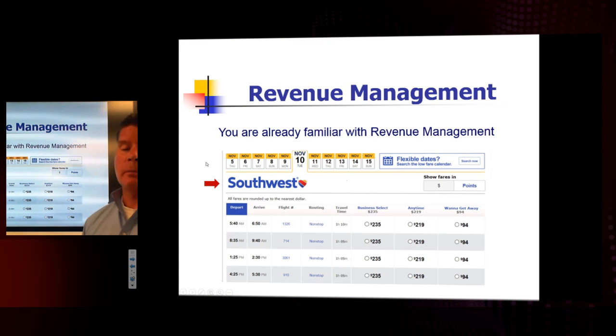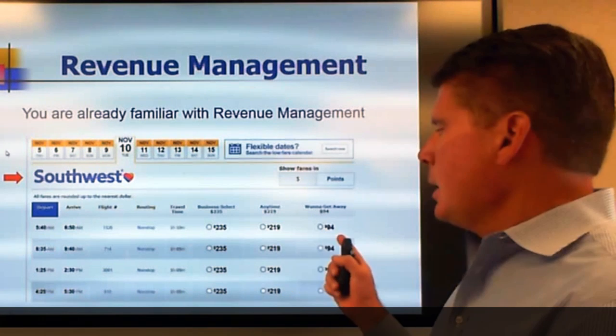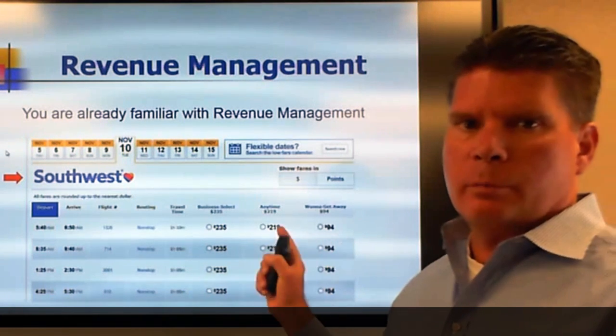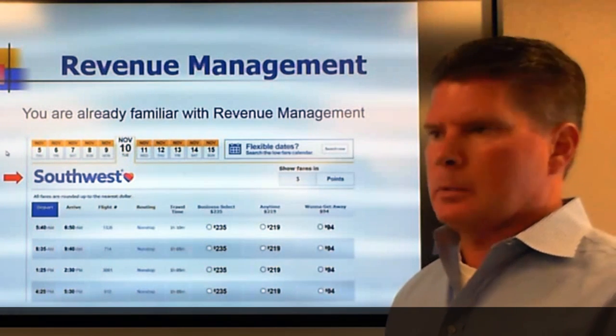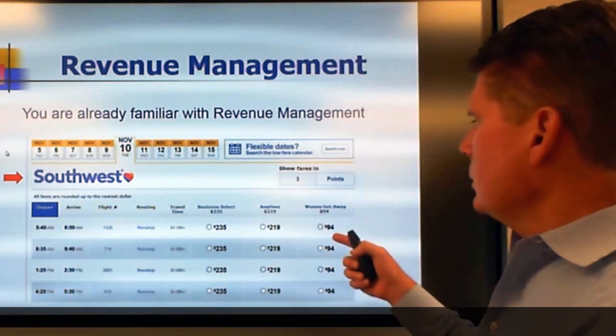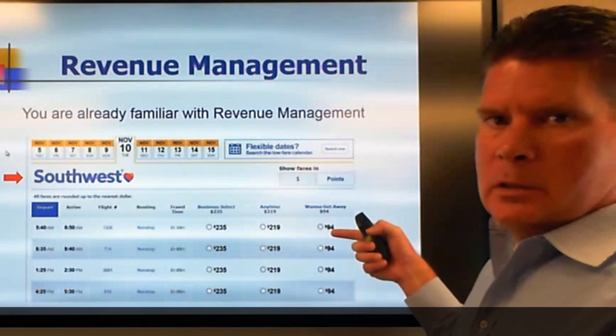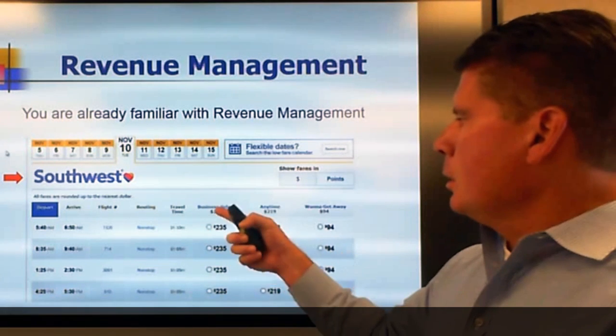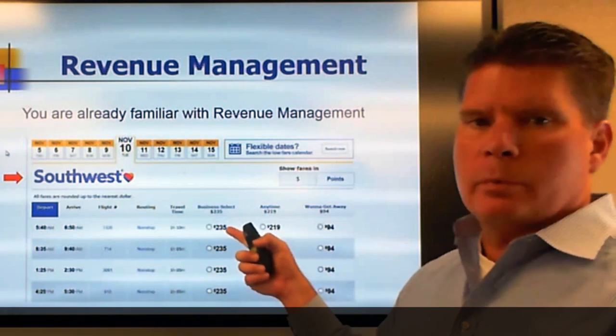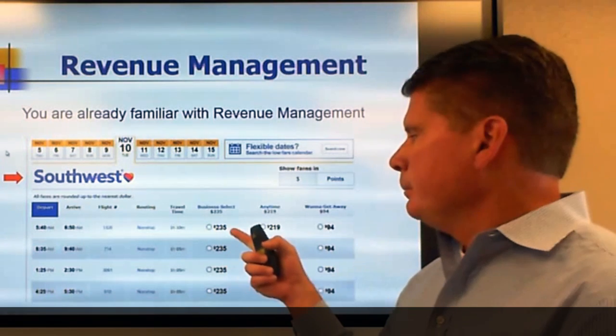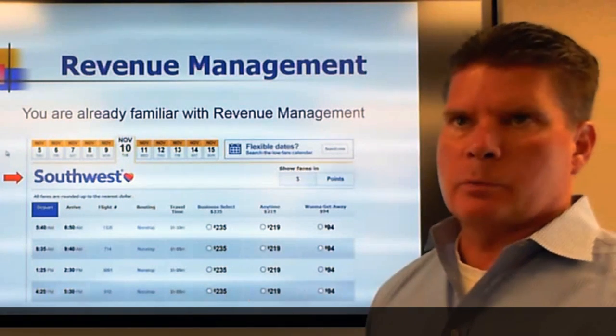So it's selected by you, the consumer. But revenue management basically is the ability to have different people pay different prices at different times in order to maximize revenue. If you're on Southwest and you book the Want to Get Away well in advance, it's $94. But if you want Business Select or you have to book late, then it can be much more expensive.